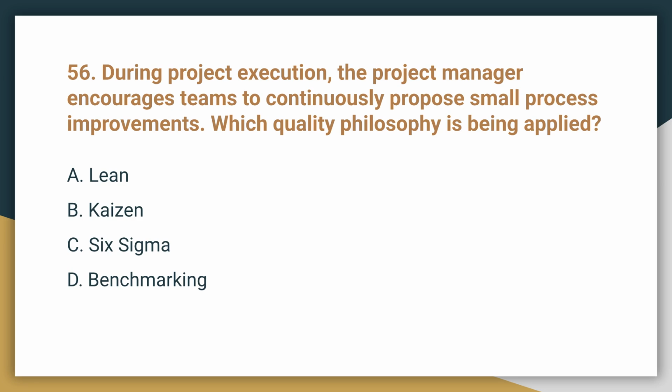Question 56. During project execution, the project manager encourages teams to continuously propose small process improvements. Which quality philosophy is being applied? The correct answer is B. Kaizen. Kaizen is a Japanese philosophy focused on continuous, incremental improvement involving all employees.